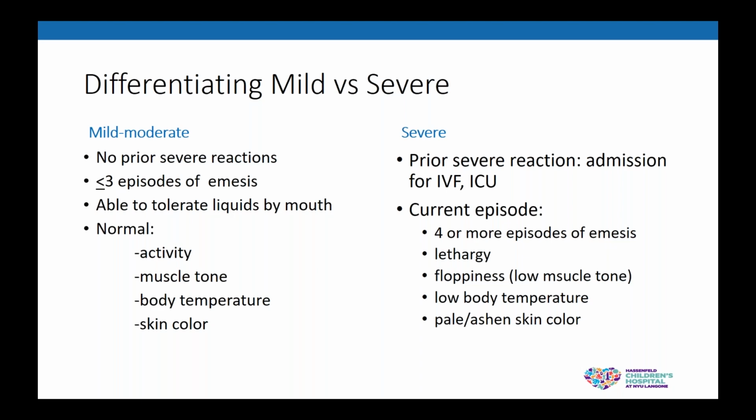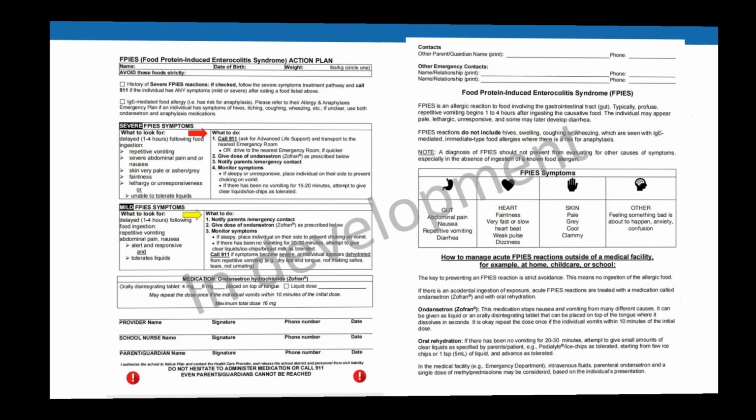However, if they had a prior severe reaction, admission for intravenous fluids or intensive care unit admission, we recommend that such a patient activates emergency services and is evaluated by a physician. But if the current episode is also associated with 4 or more episodes of vomiting, associated with low activity level, lethargy, floppiness, low body temperature, or pale ashen skin color, this would be the indication for seeking medical attention because the patient may need intervention with intravenous fluids for resolution.